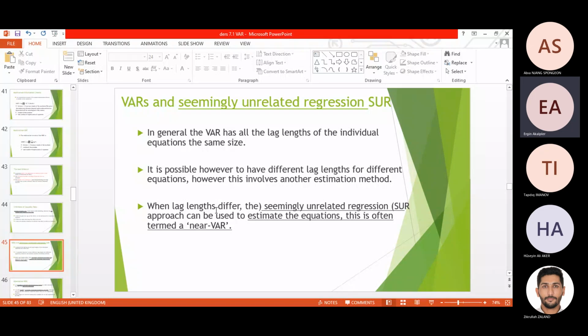In general, the VAR has the lag length of the individual equations the same size, when we are going to question the seemingly unrelated regression. It is possible, however, to have different lag lengths for different equations. However, this involves another estimation method. When lag length differs, the seemingly unrelated regression, the so-called SUR approach, can be used to estimate the equations. This is often termed as the near-VAR.